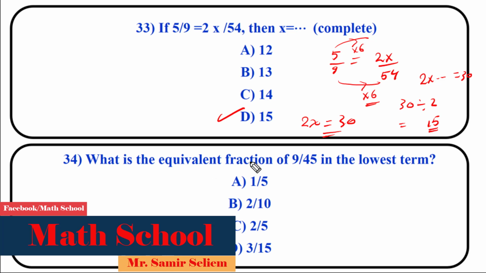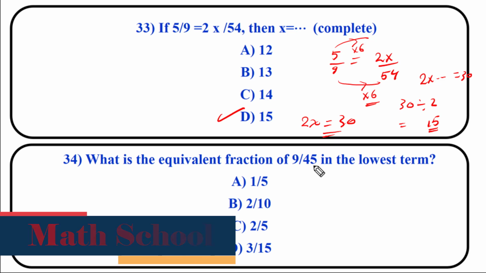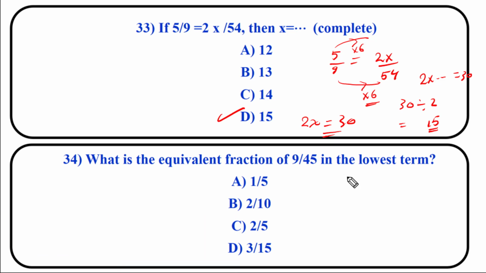Next, what's the equivalent fraction of 9 over 45 in the lowest term? He said here, put the fraction 9 over 45 in the simplest form. What's the GCF of 9 and 45? Is what, guys? Yes, is 9. We can divide here by 9. Divided by 9 equals 1. Divided by 9 equals 5. Now, the equivalent fraction in the lowest term is 1 over 5, or the simplest form of the fraction 9 over 45 is 1 over 5. The correct answer is A.